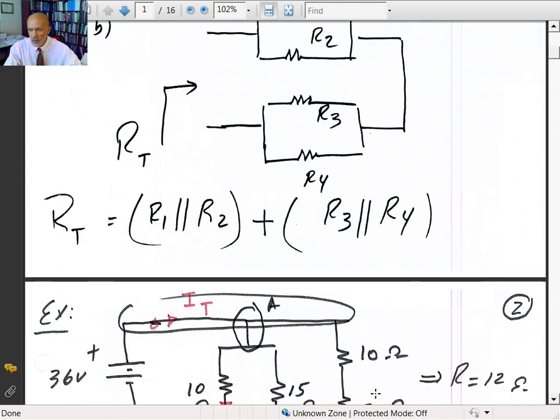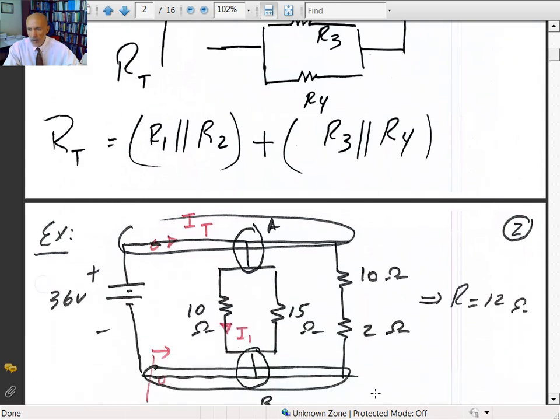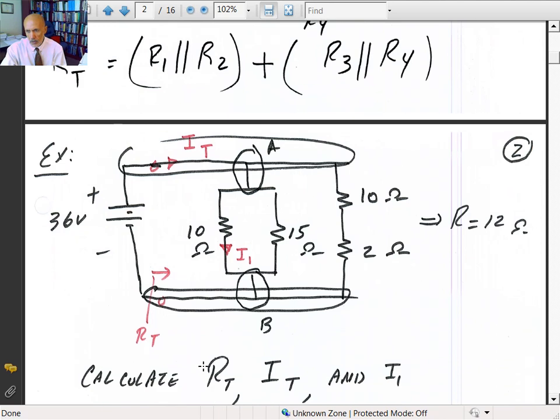Let's look at a simple example. Let's say you have 36 volts connected across 10 ohms, 15 ohms, and then 10 and 2 ohms. And we want to look at how much current is drawn from the source, I total. We're also interested in R total and also the current I1 in this resistor here, the 10 ohm resistor.